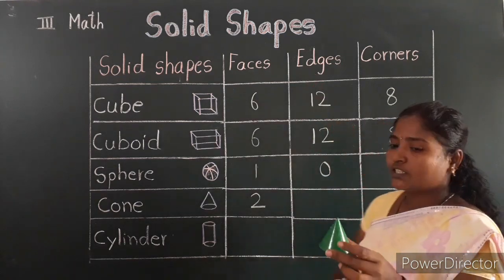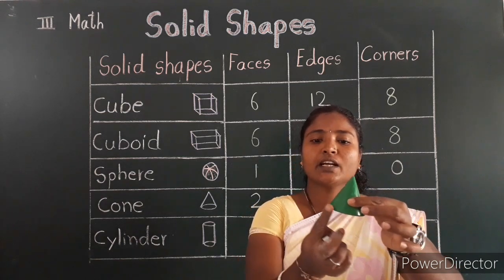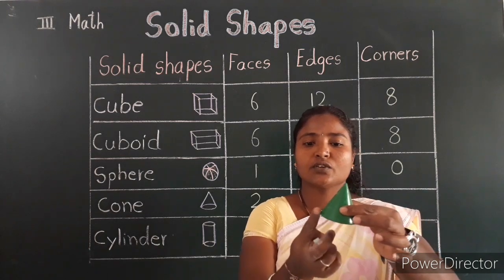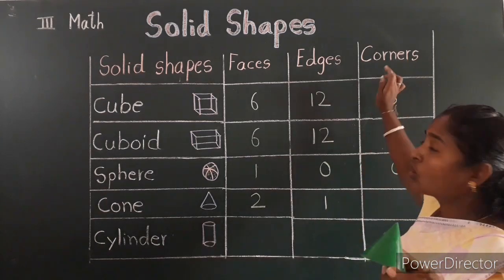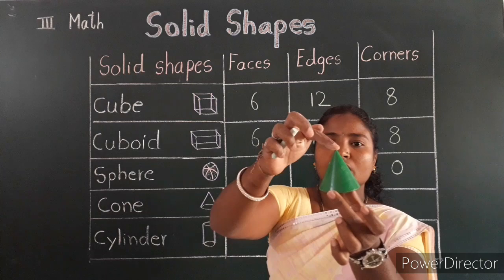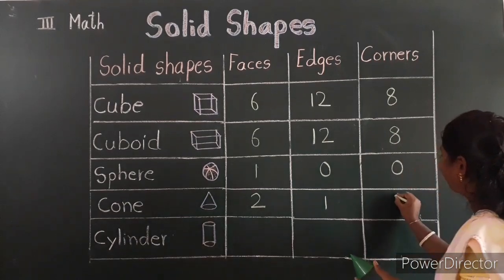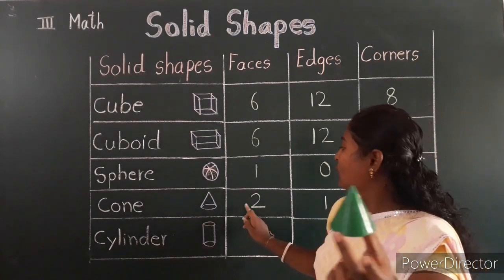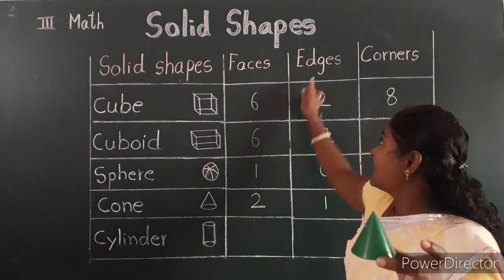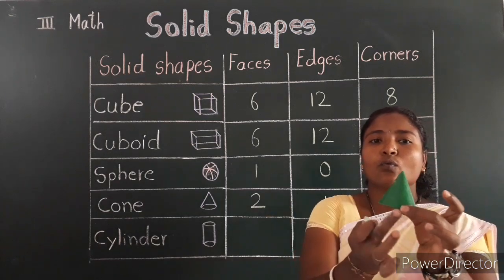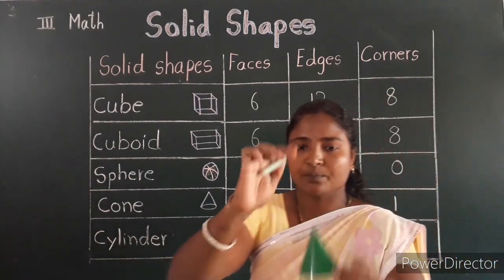Let's count edges. Here only one edge, the curved edge. This is like a curve, not straight. One curved edge. Next is corners. Here only one corner at the tip. Only one corner. A cone has two faces. One flat face, another one is a curved face. Edges: only one curved edge. Corner is only one.